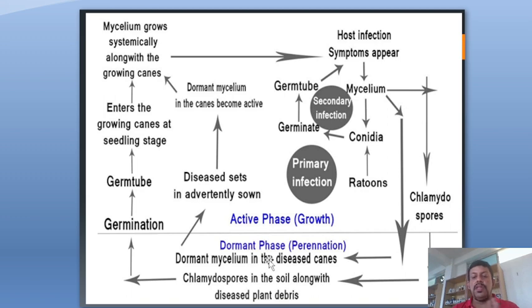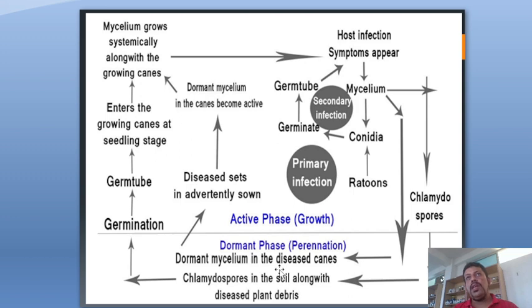That is why the cycle is divided into the dormant phase and the active phase. In the dormant phase, perennation occurs. The spores get attached to the cells of the sugarcane, but in the active phase they grow and produce the symptoms.